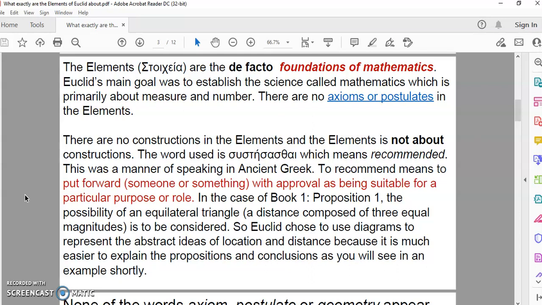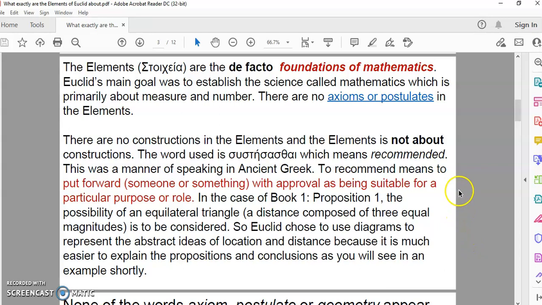The word used is sistisasthe, which means recommended. This was a manner of speaking in ancient Greek. To recommend means to put forward something or someone with approval as being suitable for a particular purpose or role. In the case of Book 1 and Proposition 1, the possibility of an equilateral triangle, a distance composed of three equal magnitudes, is to be considered.